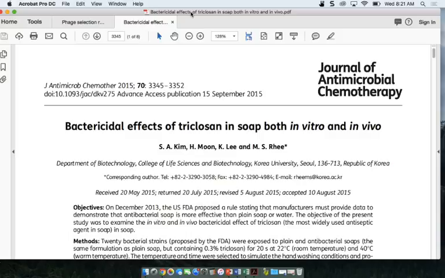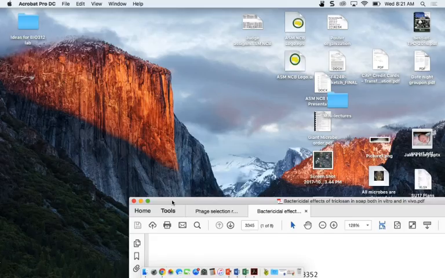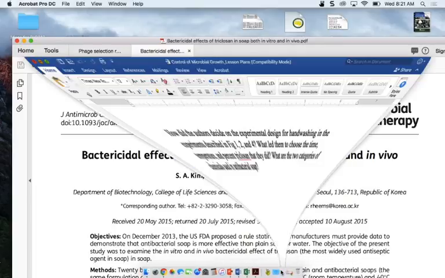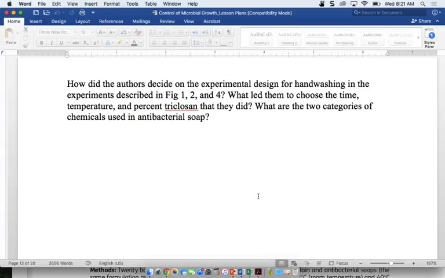So for example, one of the groups has one that says, how did the authors decide on the experimental design for hand washing in the experiments described in figures 1, 2, and 4? What led them to choose the time, temp, and percent triclosan that they did? What are the 2 categories of chemicals used in antibacterial soaps? So that is one of the prompts.